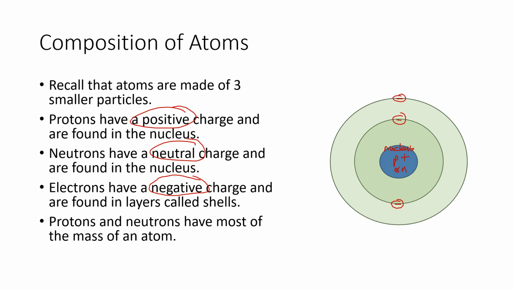And the quantity of these particles is what makes the difference between one atom and another. The main mass, electrons don't have very much mass. The mass of an atom comes from the nucleus here, and so it's the protons and the neutrons that have most of the mass in an atom.